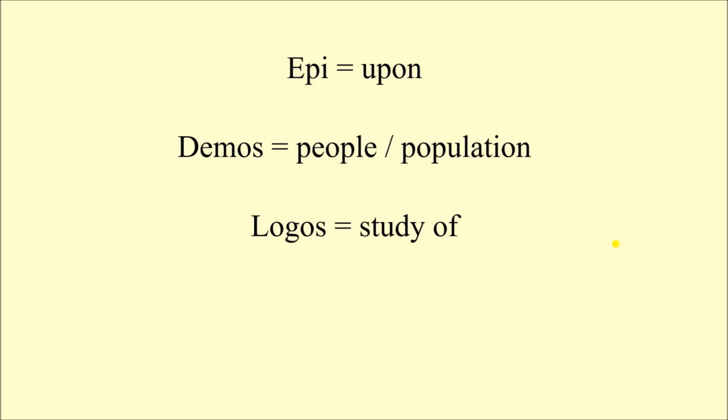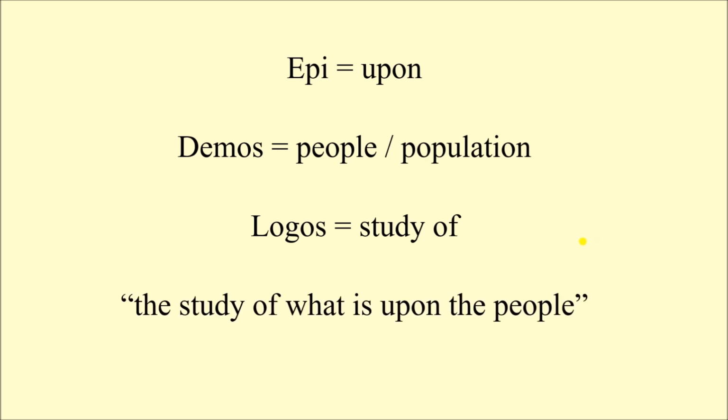Now, if we break down the word epidemiology, it comprises three different Greek words. Epi means upon, demos means people or population, and logos means the study of. So, epidemiology actually means the study of what is upon the people.